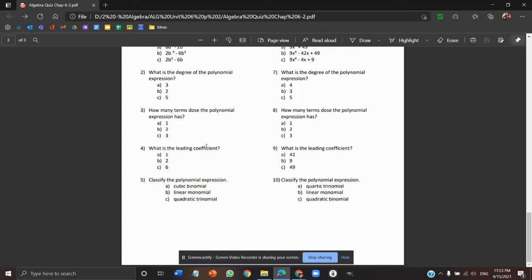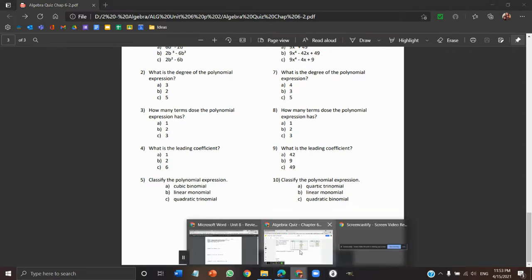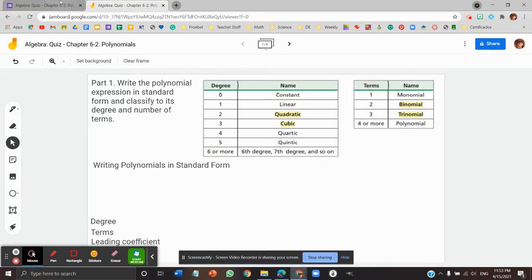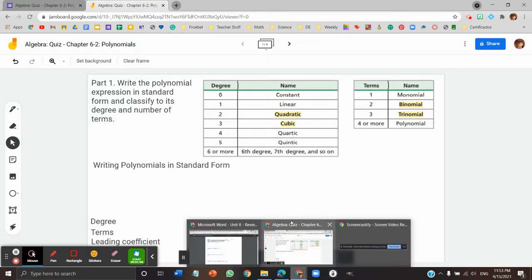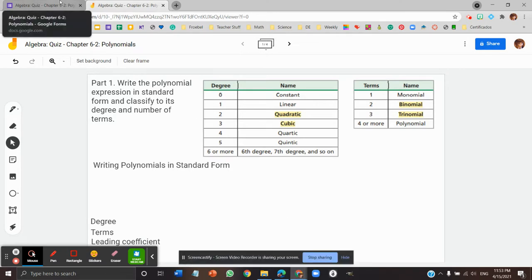And at last, of course, classify the polynomial expression. Again, that special name that we have for them, depending on the table. And that table is here or in your book, right?